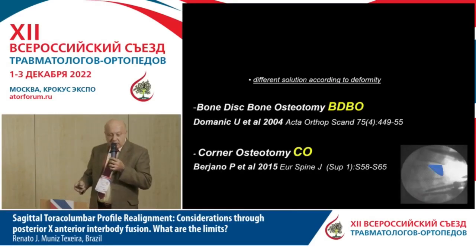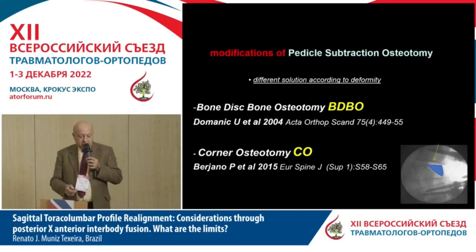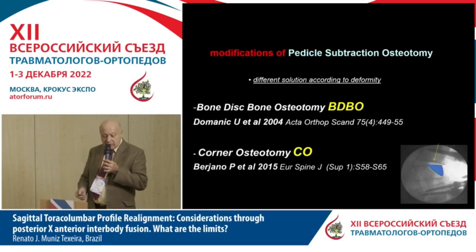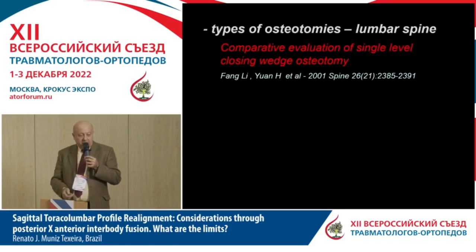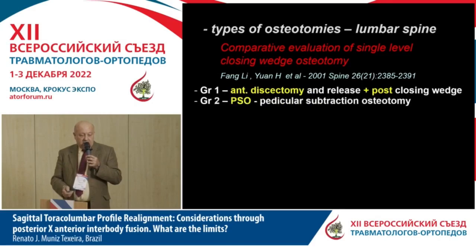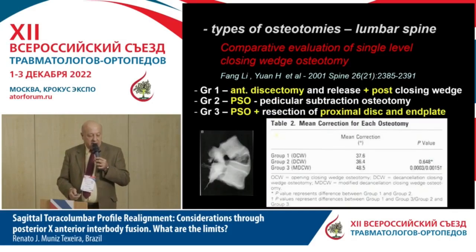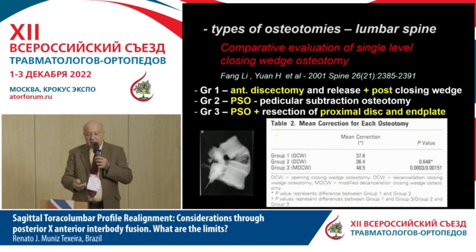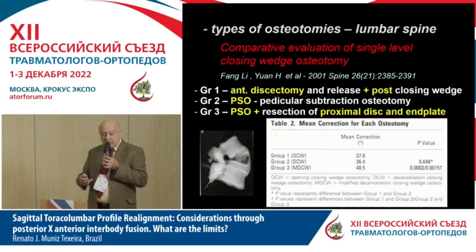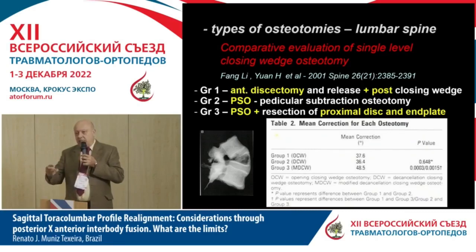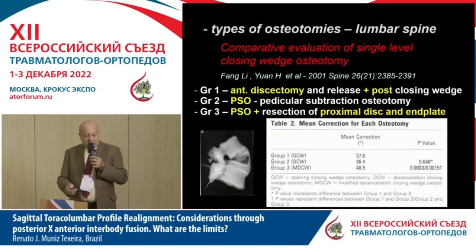We need different solutions according to deformity. There are some modifications of PSO, like corneal osteotomy, that permits a large correction, introduced in 2015. In this paper, we can see that we can get good correction with different kinds of techniques, like anterior dissection with posterior enclosed wedge, PSO isolated, or PSO with resection of proximal disc and plate. You can get different results, but they are quite similar.